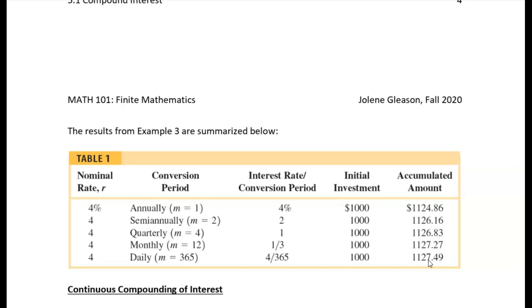So not just compounding quarterly or monthly or daily, but compounding continuously, like more than every second, more than every millisecond. We're just going to compound continuously.